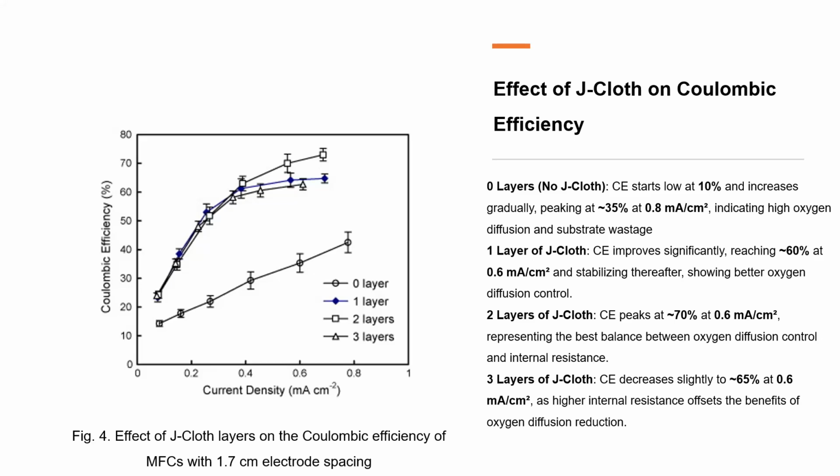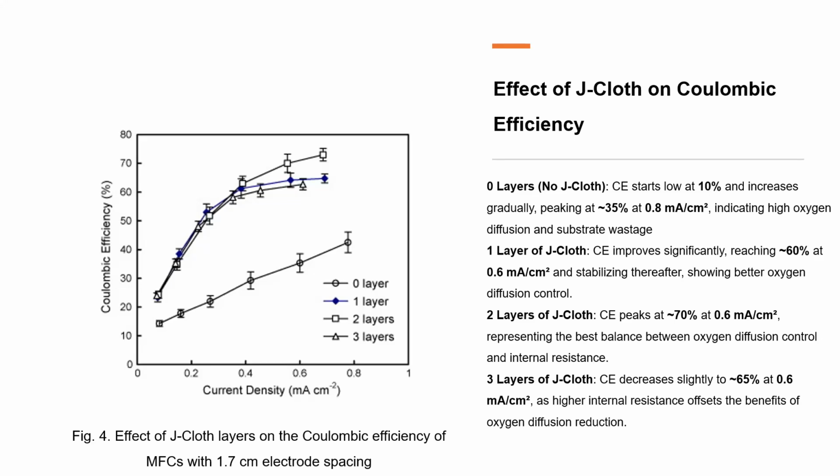2 layers of J-cloth, with 2 layers, the Coulombic efficiency further increases, starting near 25% and peaking at approximately 70% at 0.6 mA per square centimeter. This configuration achieves the best balance of oxygen diffusion reduction and internal resistance.